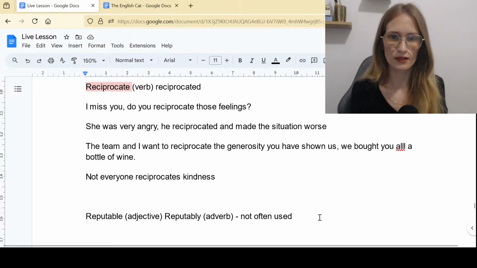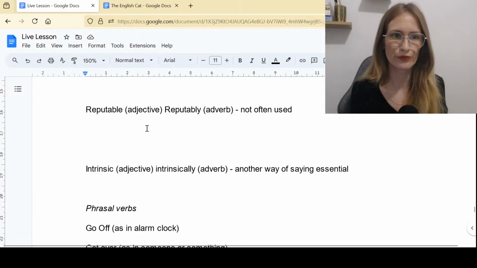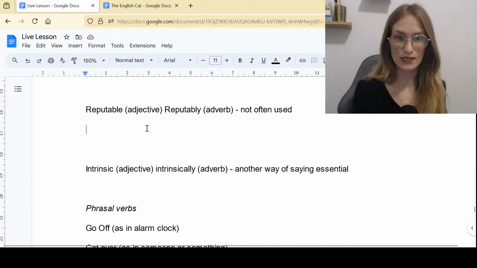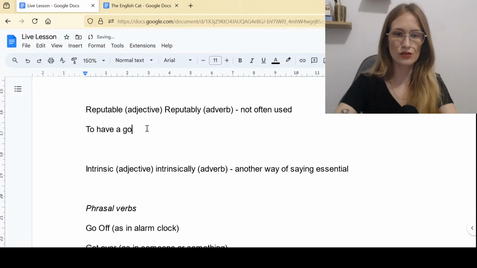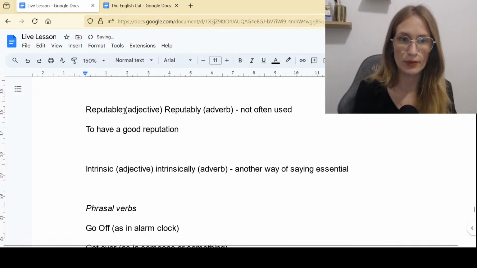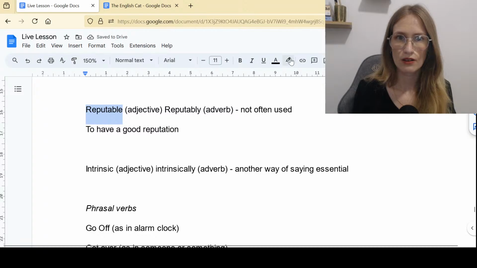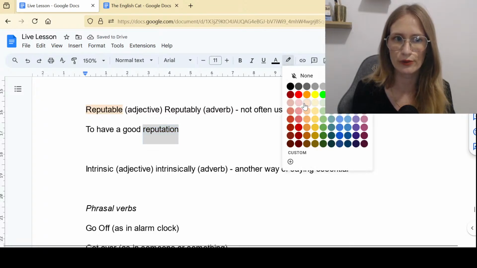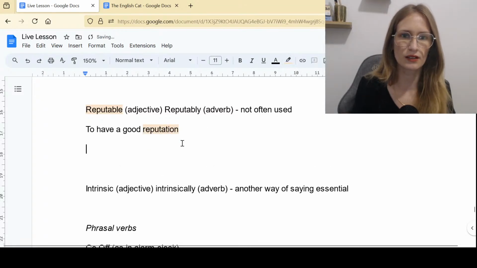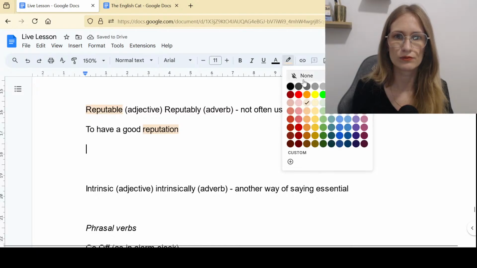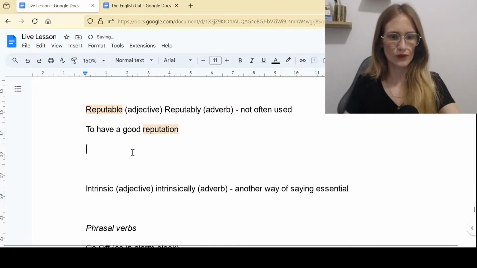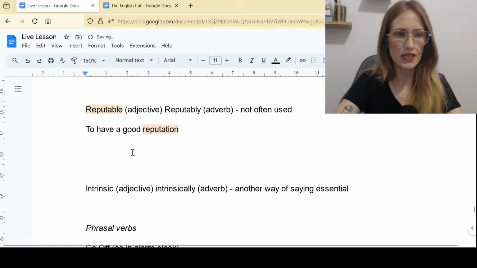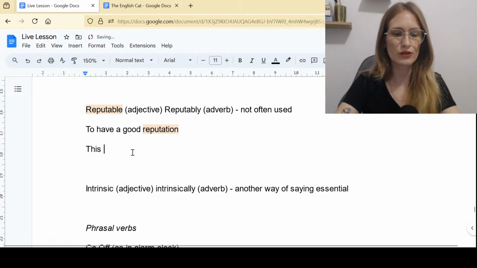let me just scroll down so I can type it in for you. Reputable means to have a good reputation. It comes from the word reputation. So if I say, see, we've got reputation and reputable. So if I say something like, this came from a reputable source.